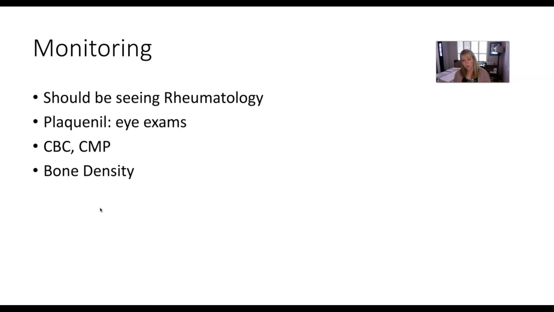Just to go back though, there are many people that are rheumatoid factor negative, and the sensitivity and specificity is not as good, or sensitivity I should say, is not as good for the rheumatoid factor. So you have to look at the whole picture. And if you're not sure, you call a rheumatologist and you talk to them.